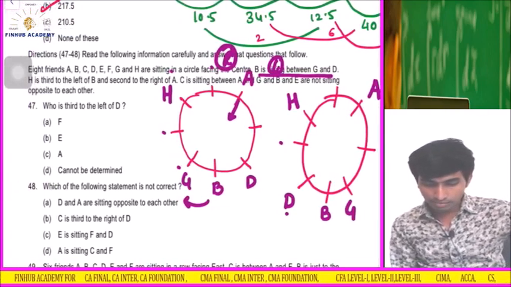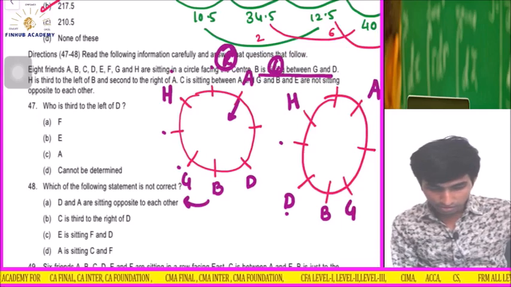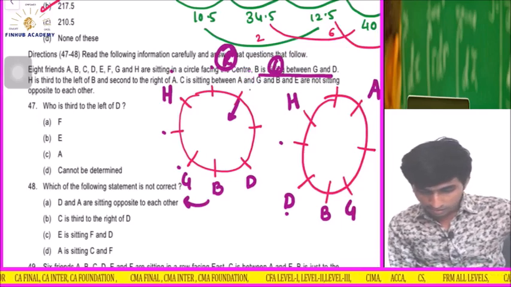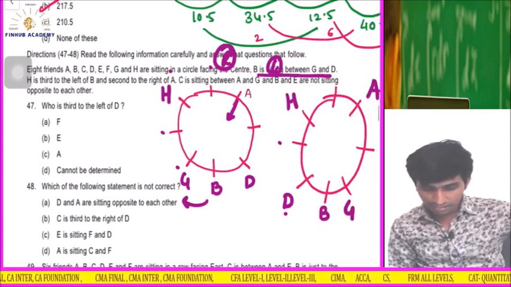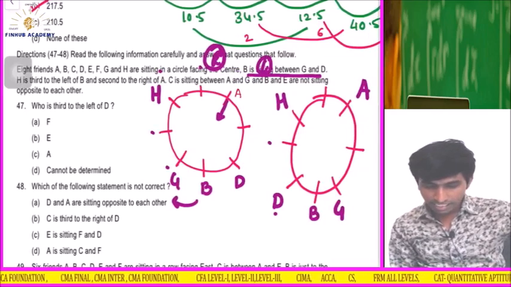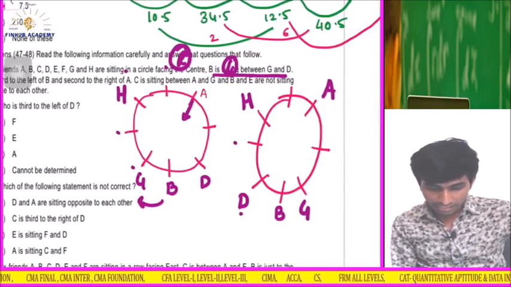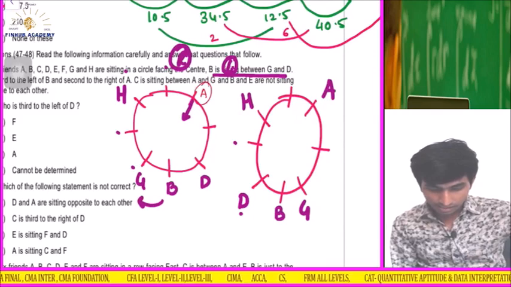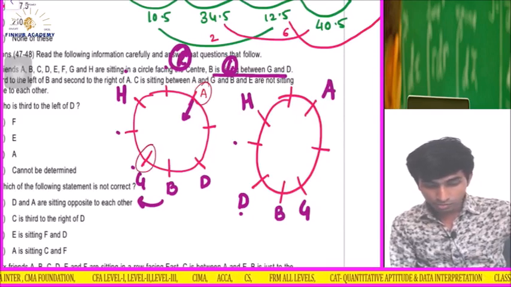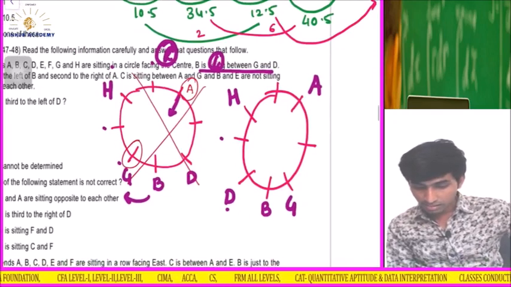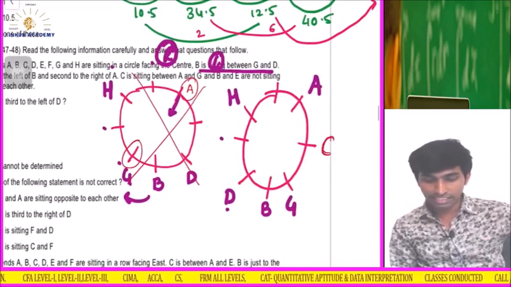C is sitting between A and G. A is here, G is here. Between means where? So this diagram is gone. See this, C is sitting between A and G. See, this is getting satisfied.